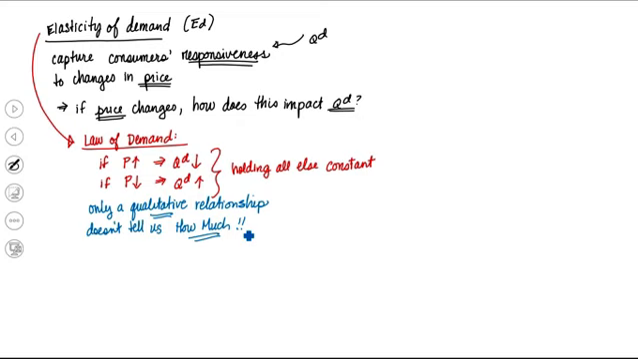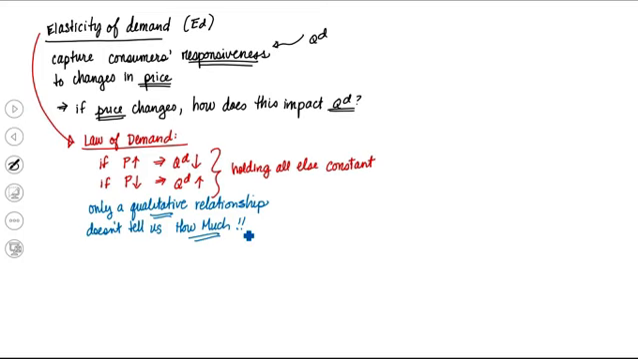Because that's going to have an implication on your revenues as a firm. So we need to have more tools in our toolkit than just the law of demand. The law of demand tells us the direction of the relationship, but it doesn't quantify anything. So now we need to quantify that. Does that make sense? All right.